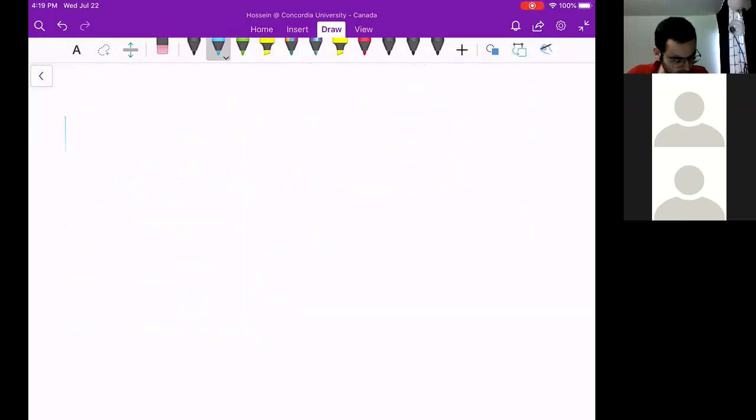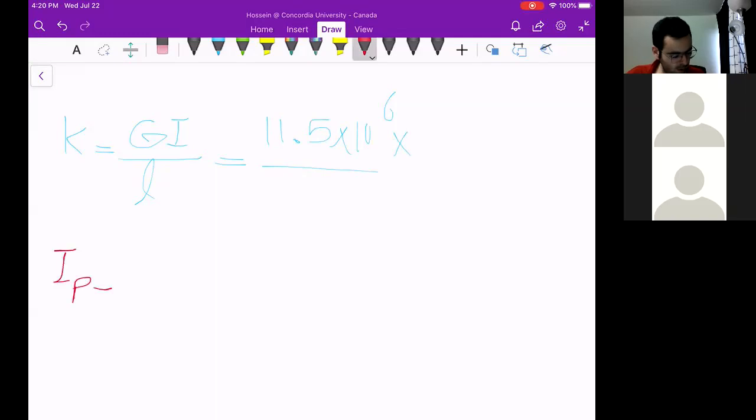The torsional stiffness for the left spring is GI over L, where G is the shear modulus, which is given directly as 11.5 times 10 to the power 6, and I is the polar moment of inertia.